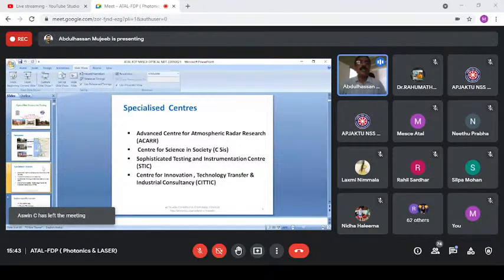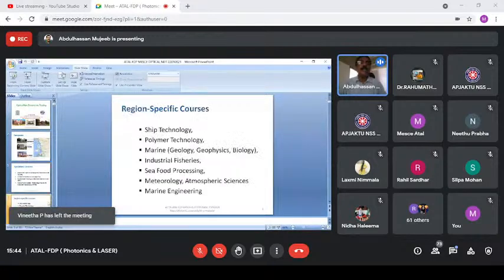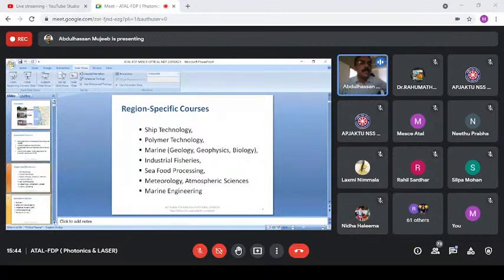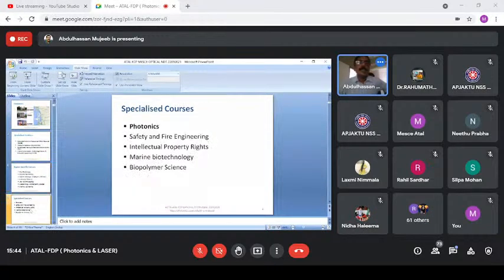Okay. So I have been discussing the facilities of Cochin University, like specialized centers, ACAR, CSIC and CITIC. Then region-specific courses, different courses like ship technology. All these things I have given. And specialized courses like photonics, safety, fire engineering, intellectual property rights.